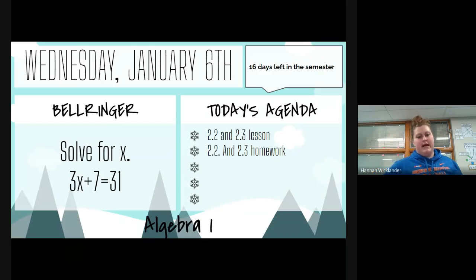So the bell ringer today is 3x plus 7 equals 31. Solve for x. So go ahead and do that really quick, and then type your answer in the chat.